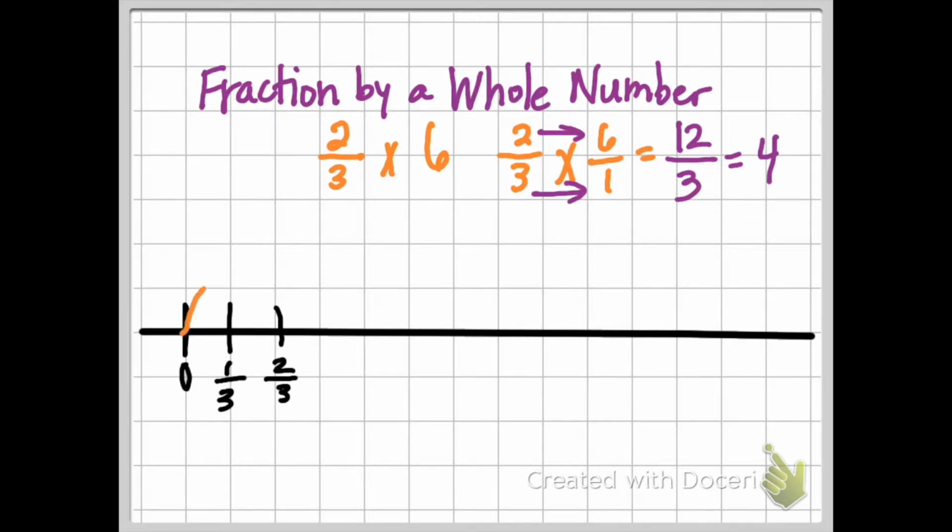To keep track, I'm going to jump once, okay? That's one set of 2/3. 3/3. And then it starts over because that's 1/3. And that's 2.